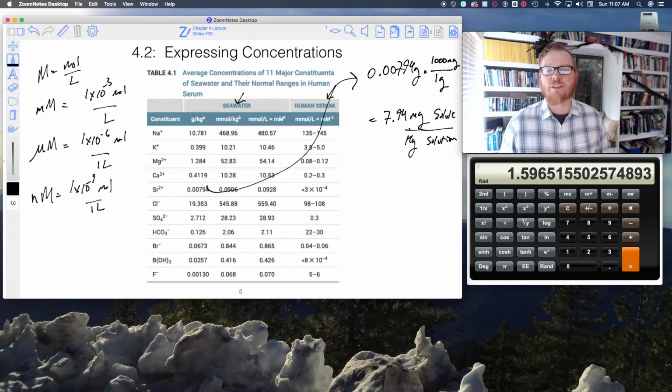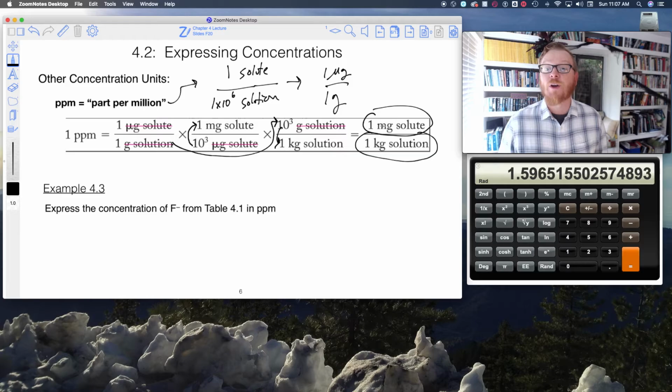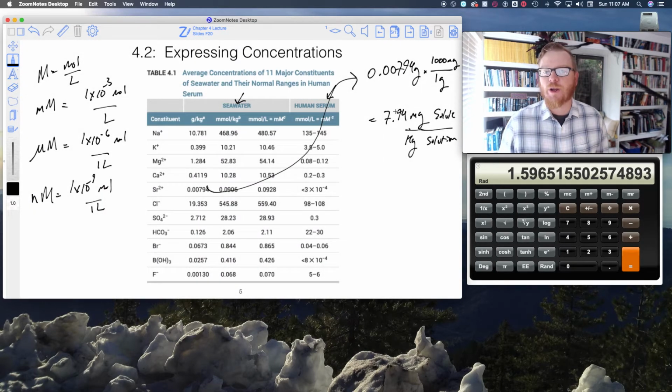And let's go back to this next slide here. Let's go forward. 1 milligram of solute per 1 kilogram of solution is the same as a part per million. So here we go, 7.94 milligrams of solute per 1 kilogram of solution. So this is the same thing as 7.94 ppm, part per million.